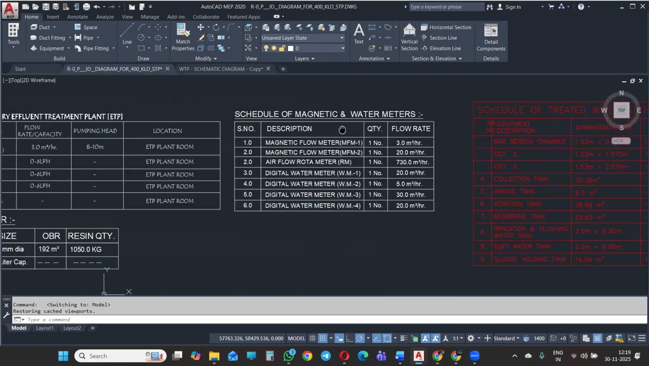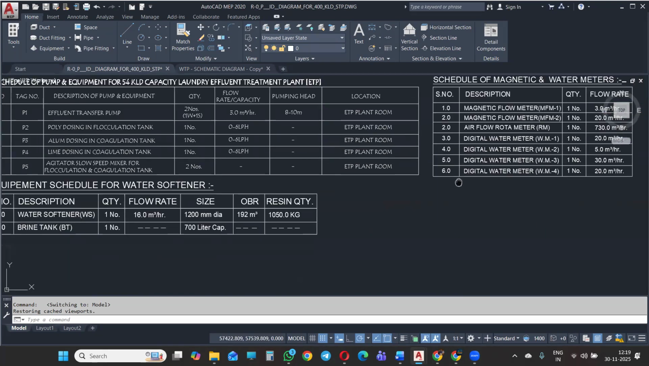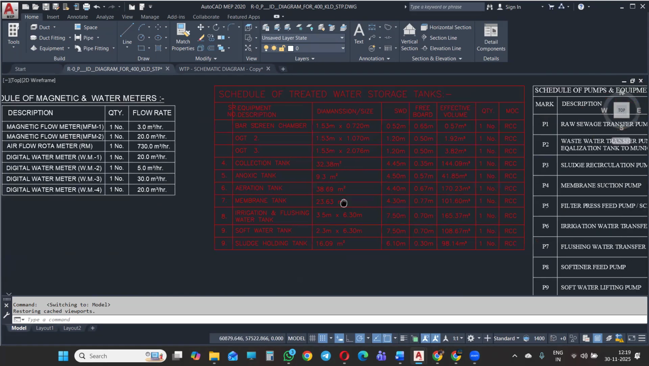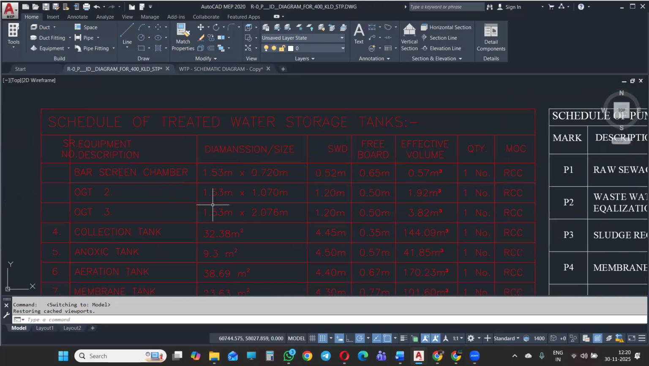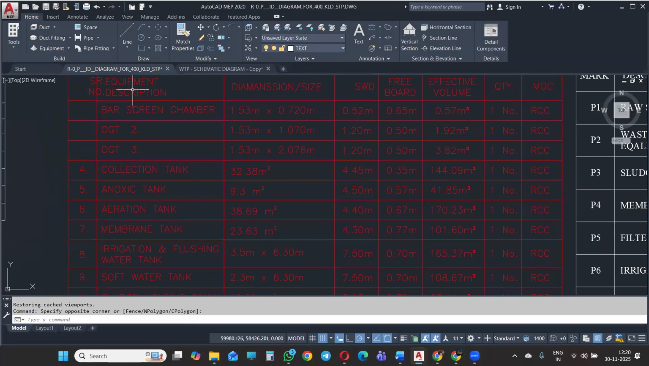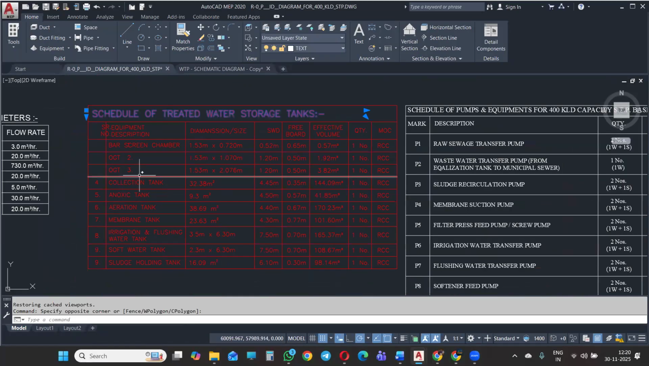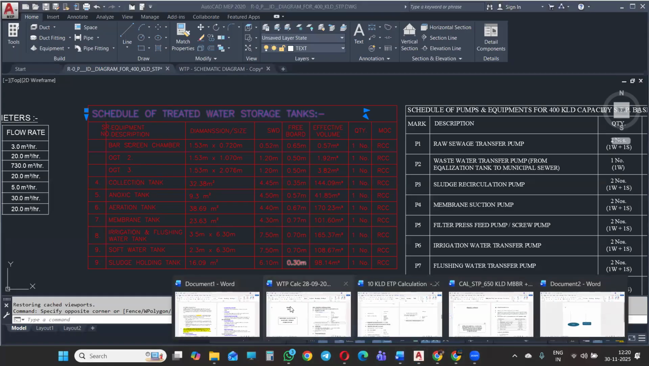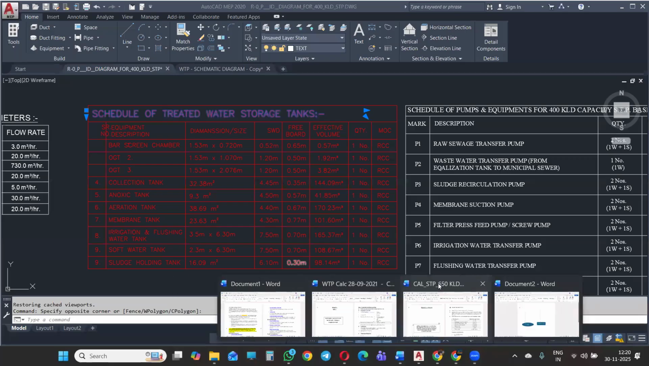This. ETP plant room, STP plant room. Can you see the schedule in red color? This whole schedule you have to calculate as per your water demand. Okay, I will open one ETP also. One minute. Okay.